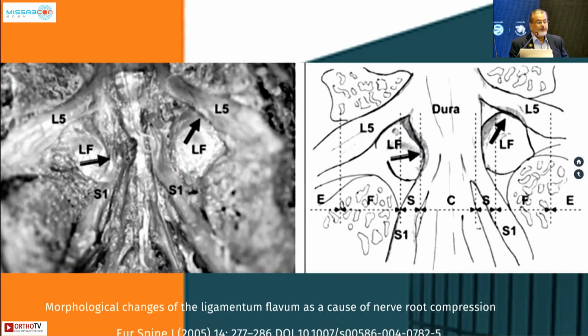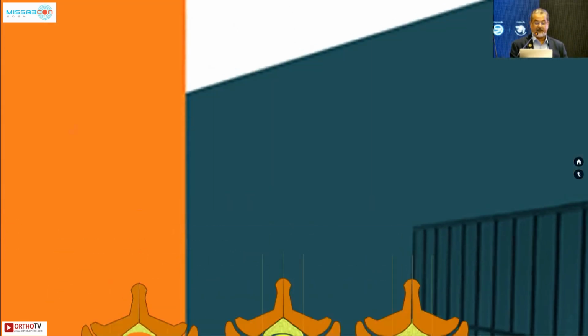Now if you look into the various papers of pathoanatomy, this is a famous Japanese paper in Eurospine published in 2005. The imprint of the ligamentum flavum in stenosis is around the axilla of the exiting root. So it's going to be the roof of the axilla and the shoulder of the traversing root, or the axilla of the exiting root. This is the primary area which shows as the anatomical stenotic element.